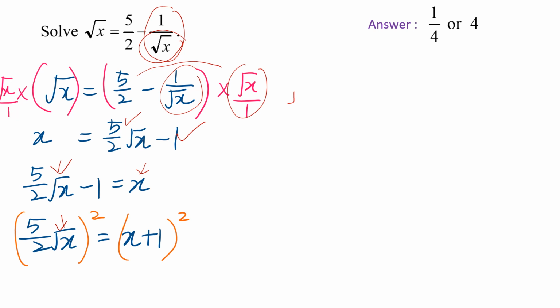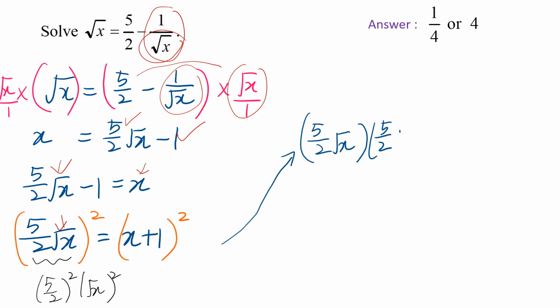Okay, so when you square this term, you have to be very careful because you're not just squaring the square root x, you're also squaring 5 over 2. So basically, this is how it looks when you square it. You have to square your 5 over 2 as well. So that gives you 25. Yes, okay, I'll work it out for you.